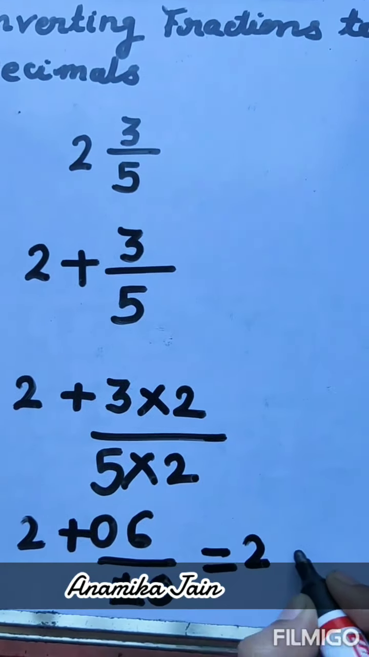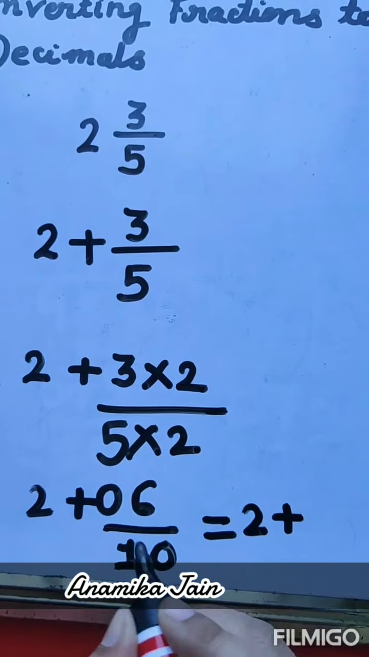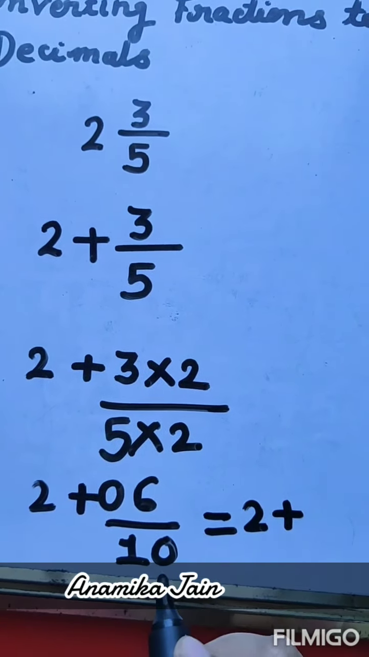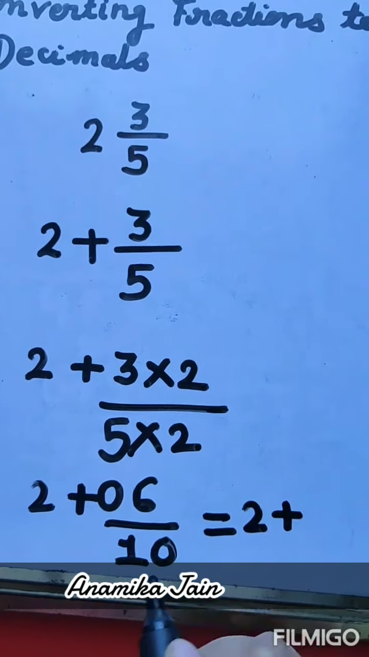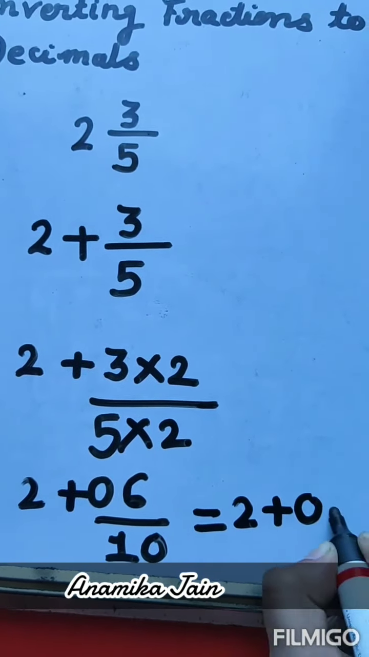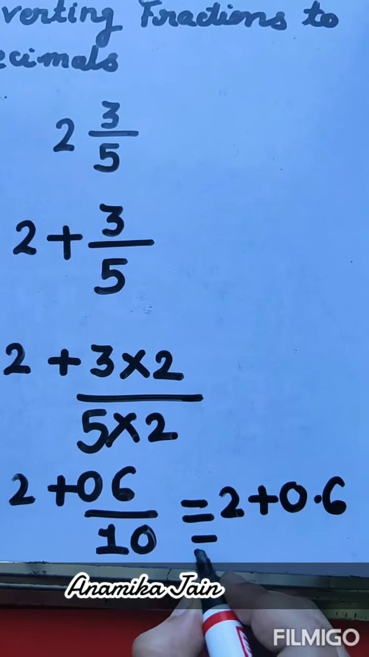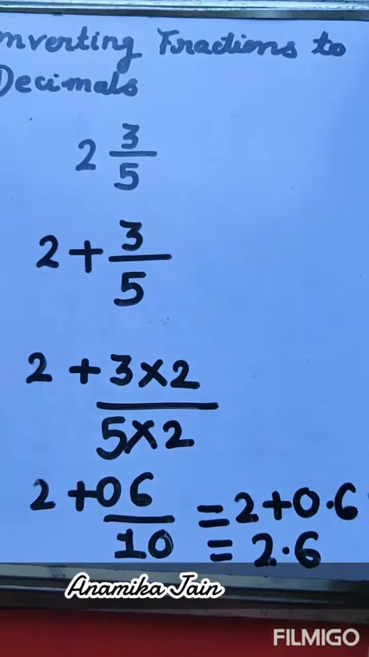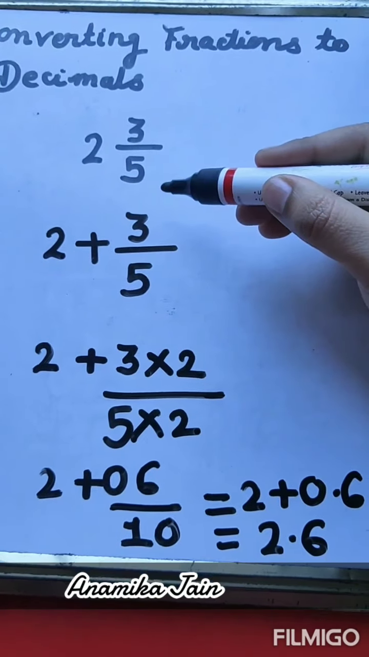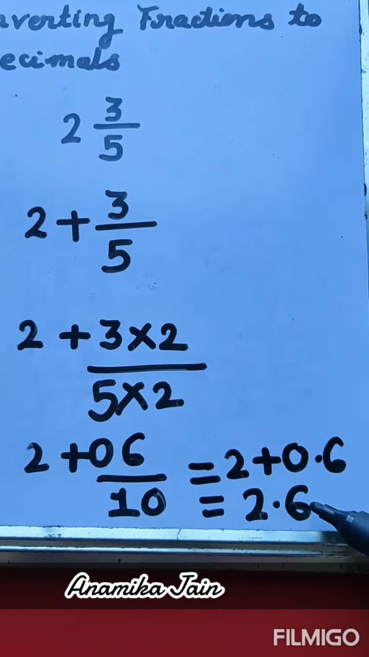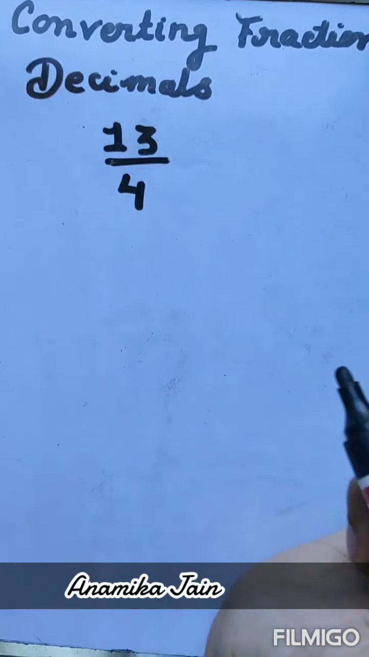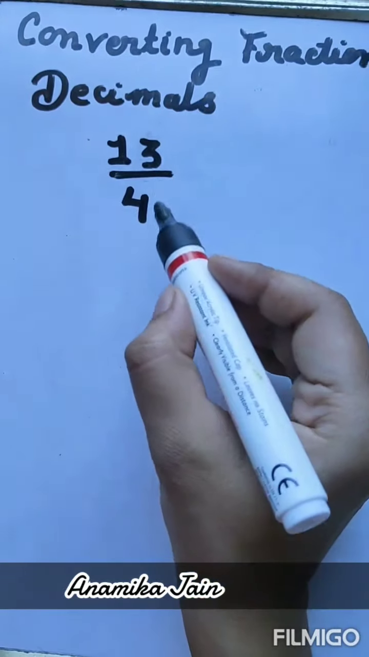2 plus, yes, we will put a decimal point one digit from the right-hand side because there is one 0 in the denominator. So it will be 0.6 and when we add this we will get 2.6. Now this 2 whole 3 by 5 is converted into decimal form as 2.6.